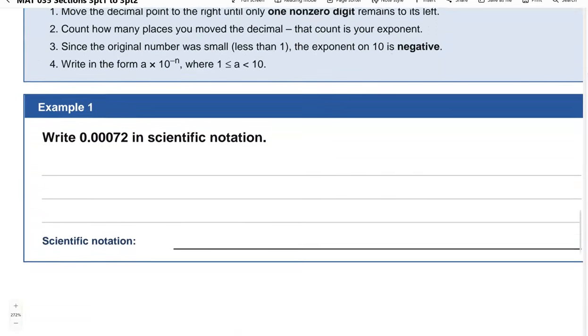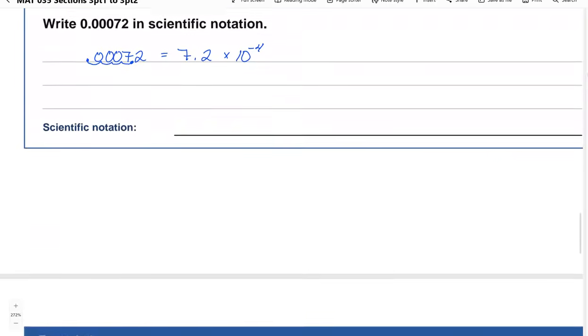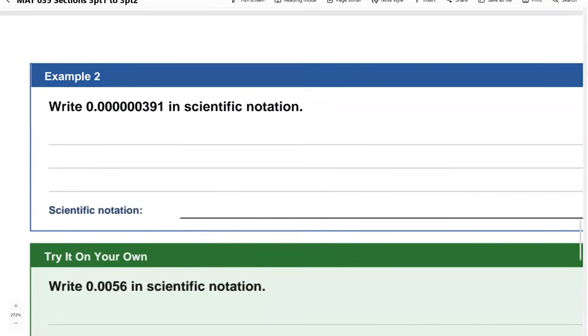So now let's look at those super small numbers. Super small numbers, we're going to have negative exponents, so we've got to keep that in mind. We have 0.00072. That decimal is at the very beginning. We're going to move 1, 2, 3, 4. You always move until there's one number in front of that decimal. And since this is a super small number, we're going to use a negative exponent. So we have 7.2 times 10 to the negative 4 as our scientific notation.